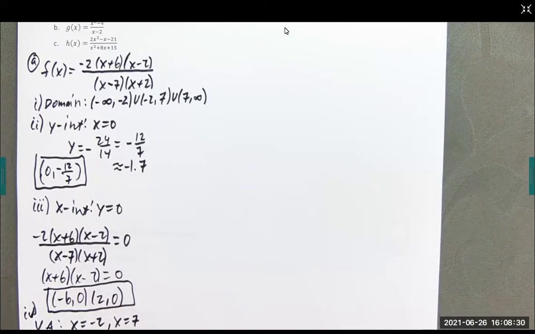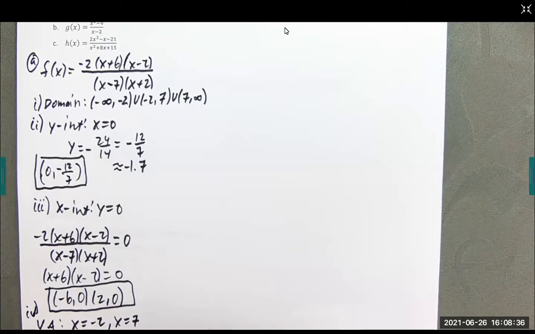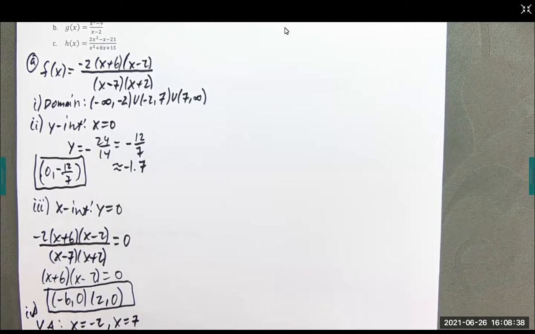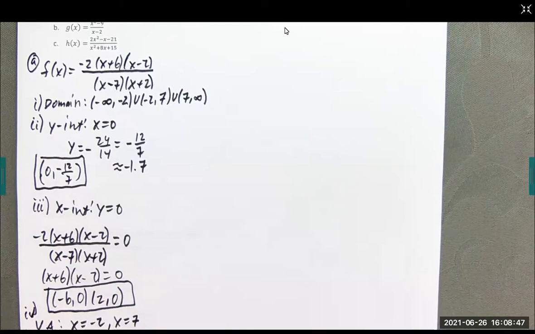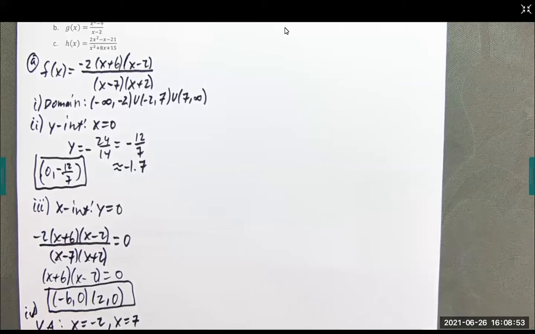So this is taking up a lot of space. Let's put the graph here. I doubt I'm going to get all 3 on the same page. All right, let's start with the vertical asymptotes at 7 and negative 2.